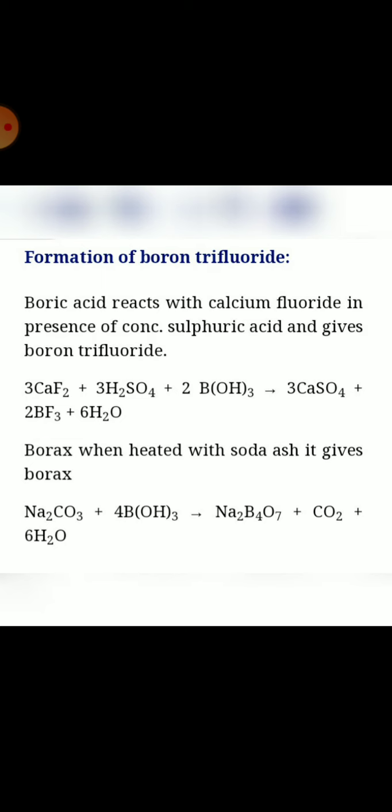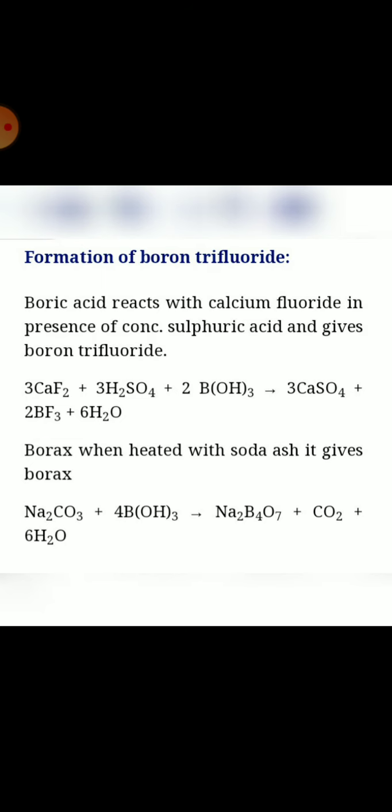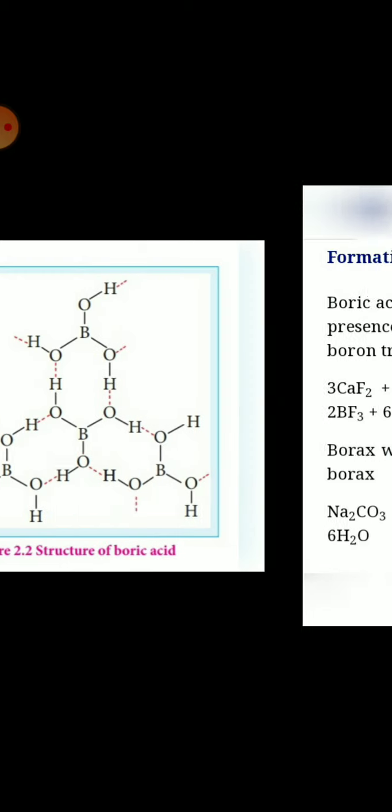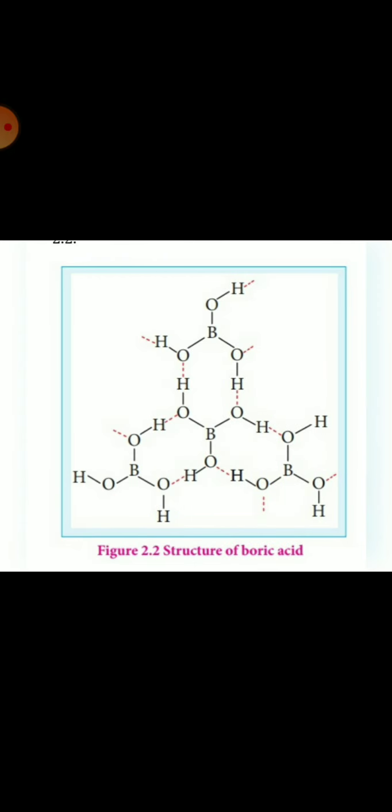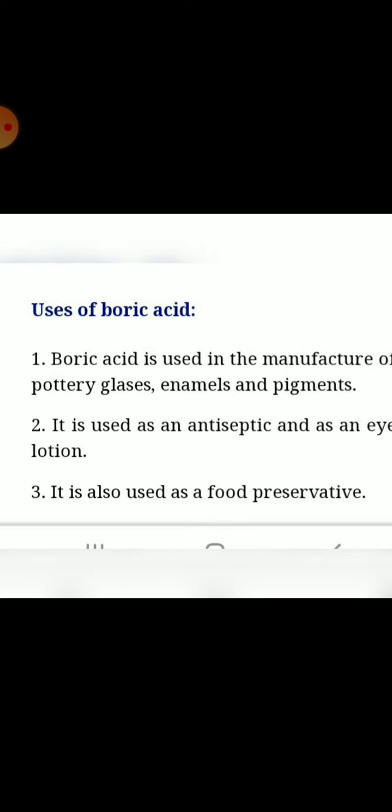Then borax heated with soda ash. Soda ash means Na2CO3, another name is washing soda. So boric acid reacts with soda ash to form borax, Na2B4O7, plus releases carbon dioxide and water molecules. Then this is the chain structure of boric acid. Then these are the uses of boric acid.